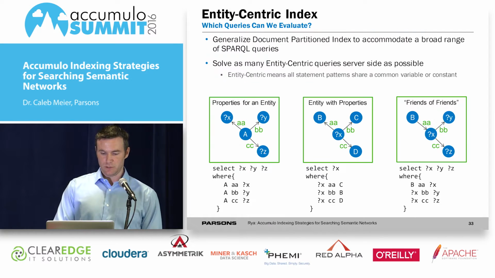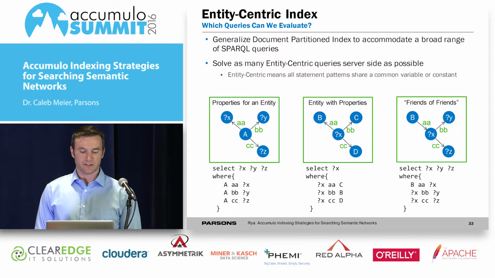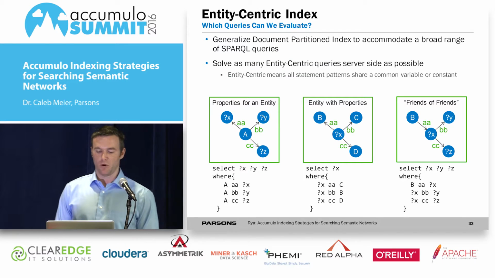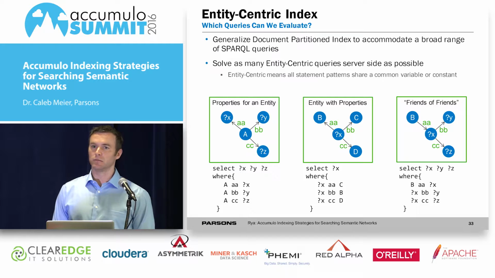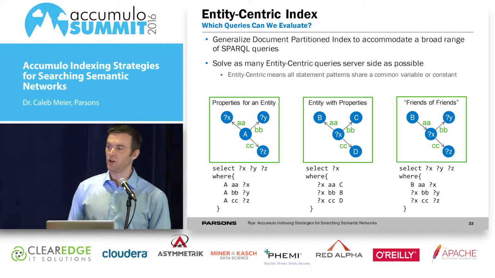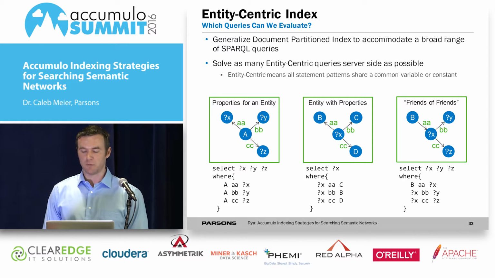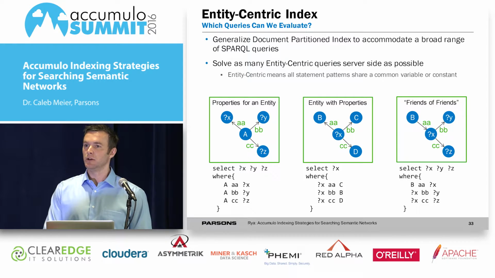So the reason that we duplicate our data in the way that we do is so we can solve the following 3 query types. We call these properties for an entity, where all statement patterns have a common constant occurring in the same position. Then entities with properties, where all statement patterns have a common variable occurring in the same position. And then friends of a friend queries, where all statement patterns have a common variable, which can occur in the subject or object position. We don't allow the predicate to be a variable in any of these cases.